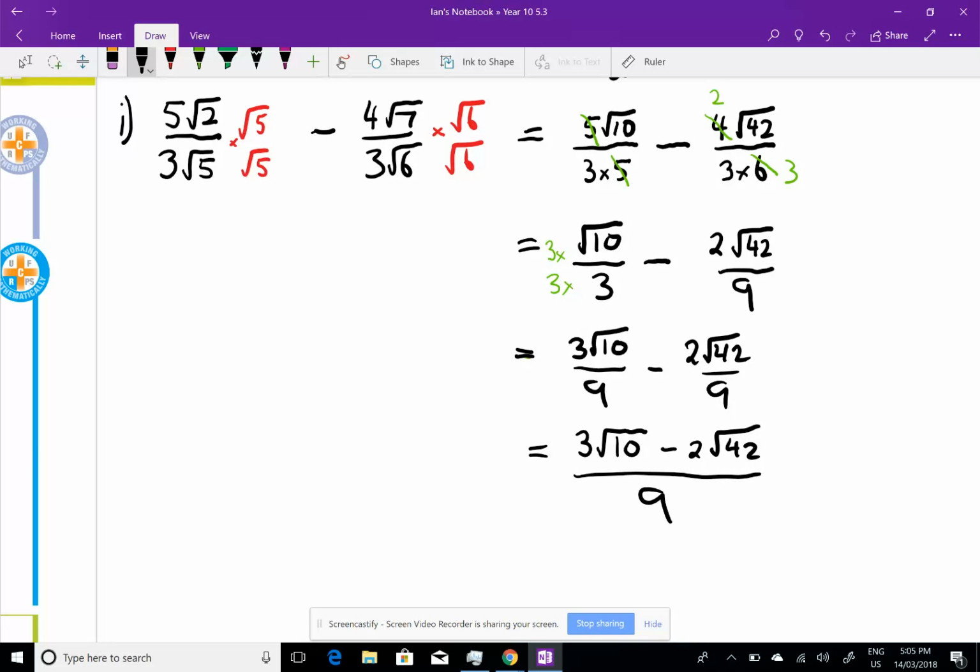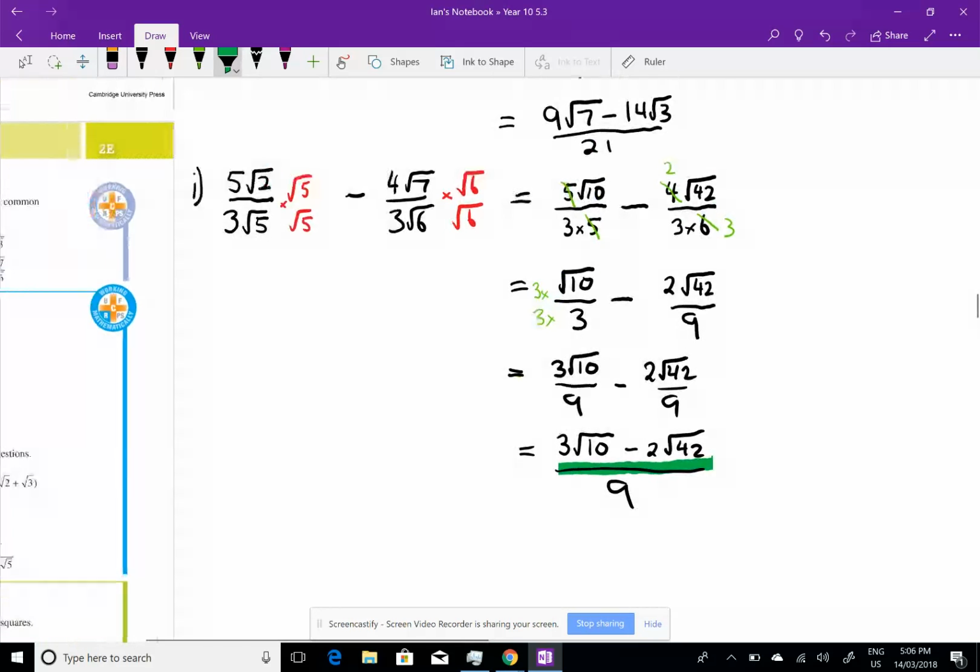And that one was 3 root 10 minus 2 root 42 on 9. Am I right? Yes! Thank you very much. Now don't try and cancel that 3 and 9. You can't, because there's a minus in the numerator. You can't cancel. Okay.